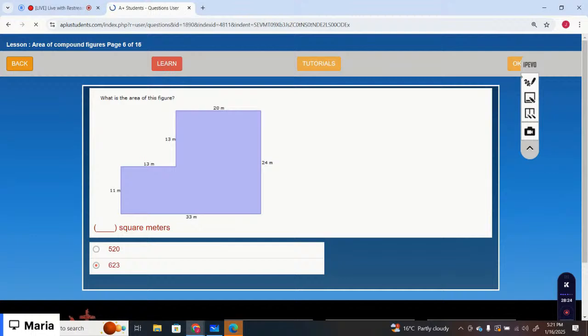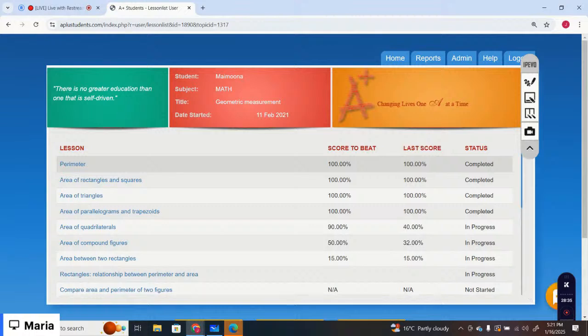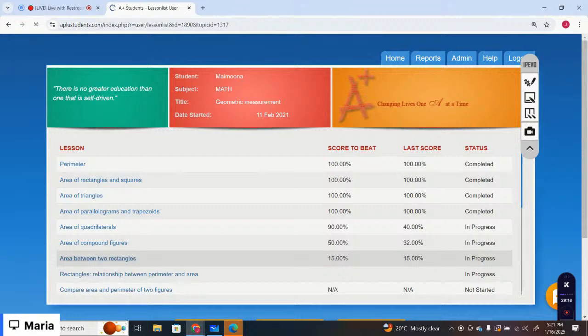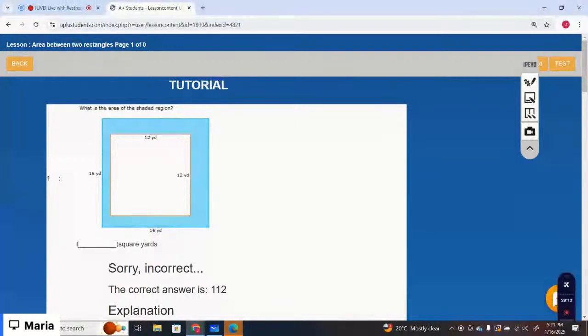Okay, you can complete the lesson by yourself later today. Let's just move on to the next lesson. The next lesson is the relationship between area of two rectangles. Let's just start with the next lesson, that is area between two rectangles.